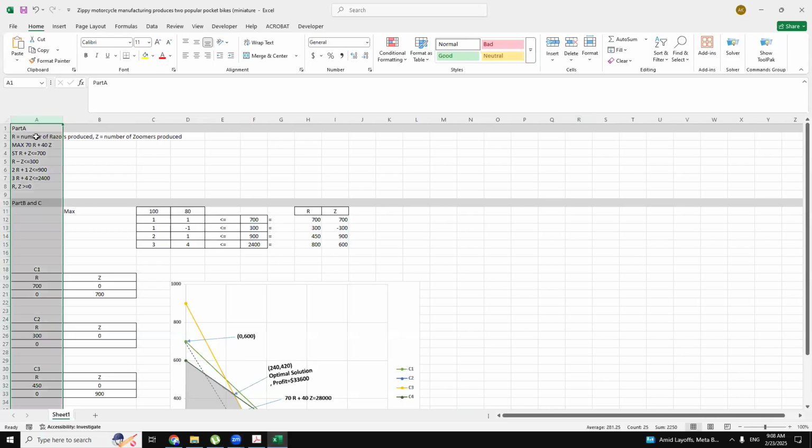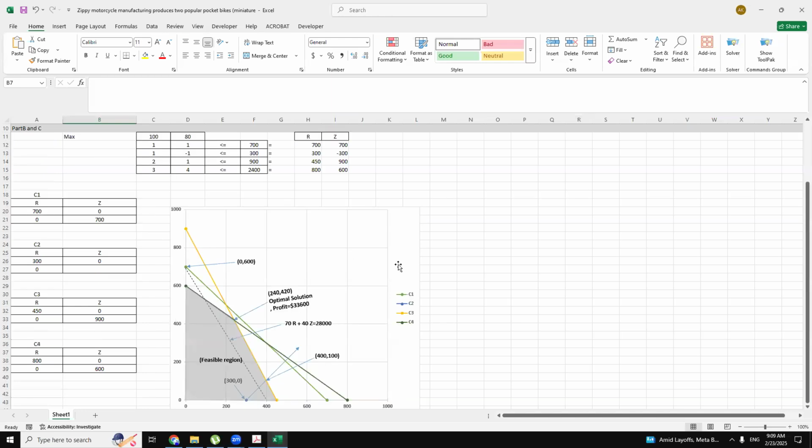This one is our part A, where we need the formulation of the question. I've taken two variables, R and Z. R is the number of Razors produced, and Z is the number of Zoomers produced. The objective is to maximize it. Now this one is our part A, and then this one is our graphic solution.